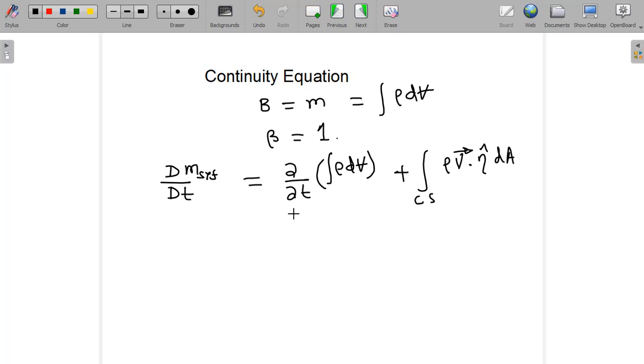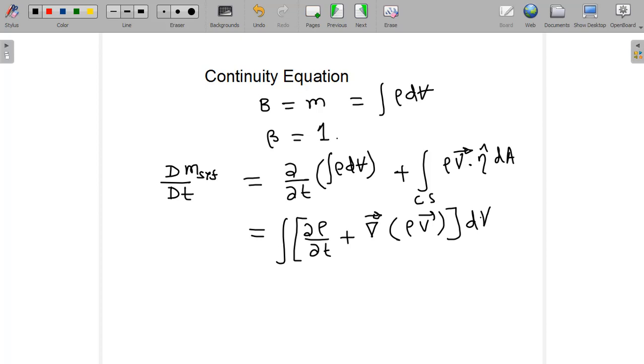Now if we just write it under the integration sign, what you are getting is ∂ρ/∂t plus, using the divergence theorem for the second part on the right hand side, ∇·(ρV). So this quantity is integrated over the control volume.